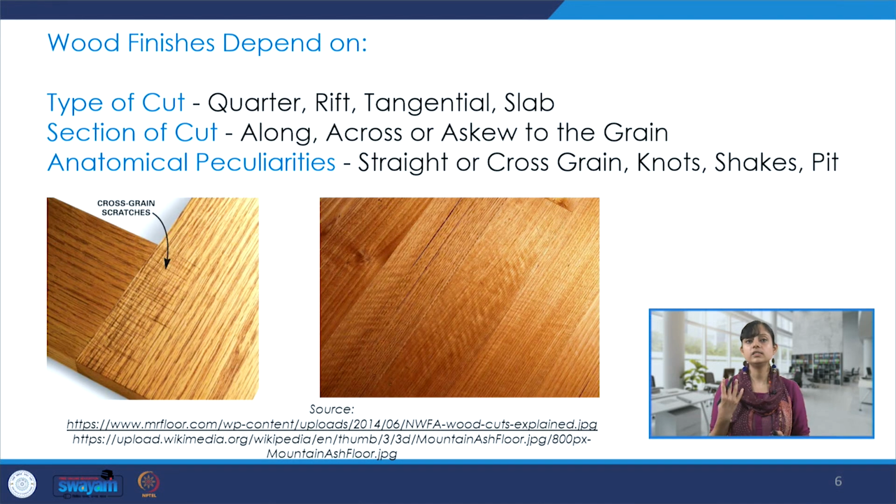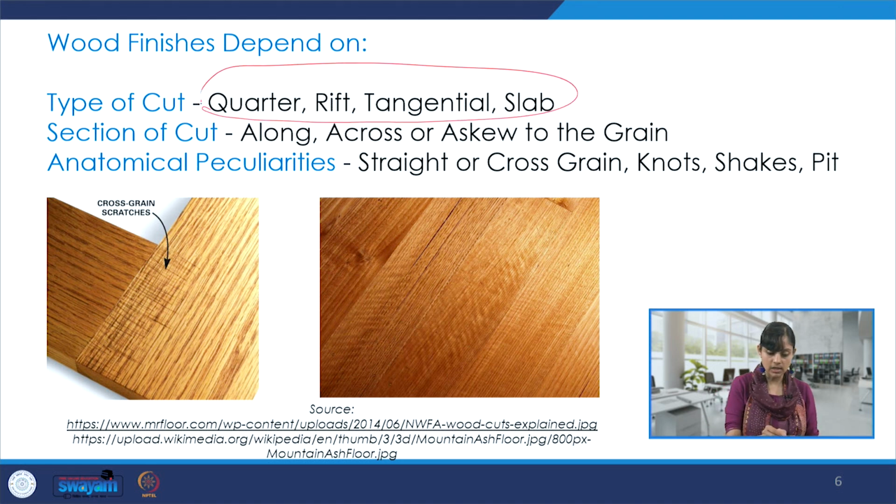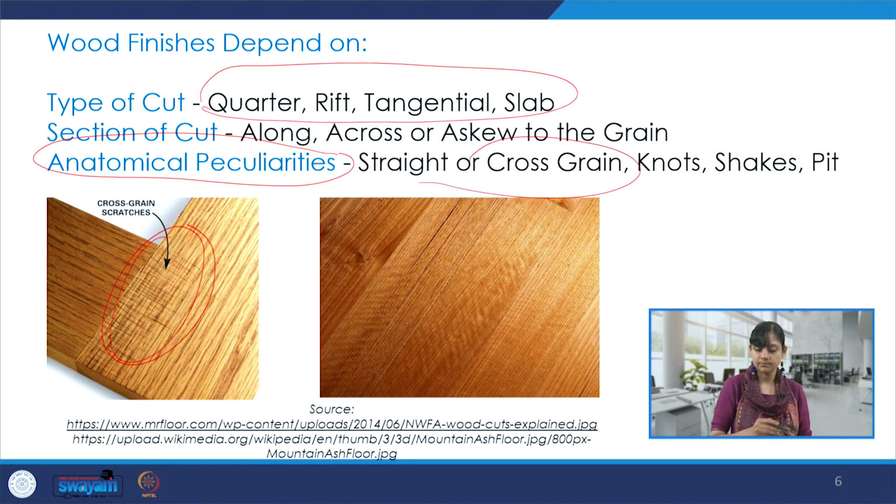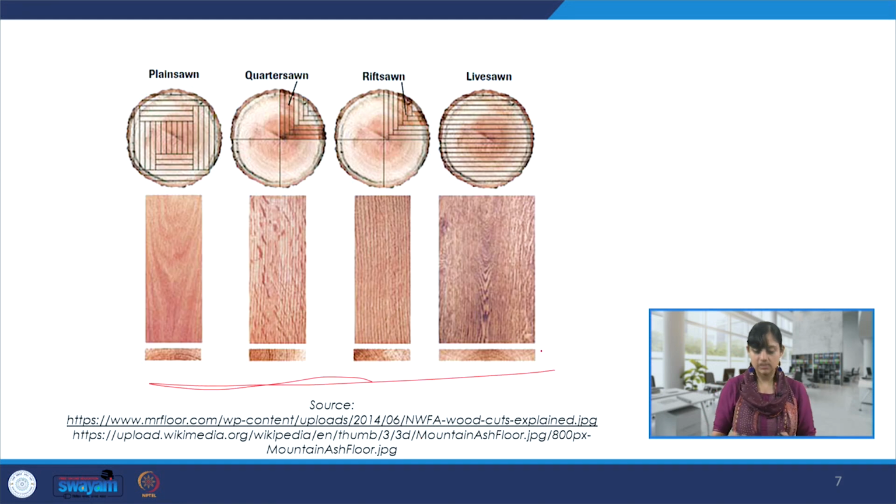We also have to understand the types of cut that a wood can take. The popular ones are the quarter cut, the rift one, the tangential, and the slab. And the section of the cut, whether we are cutting along the grains of the wood or across the grains of the wood. There are also some anatomical peculiarities which we find in some woods. So there may be a cross grain, something like this that we see over here. There may be knots, there may be pits, there may be some peculiarities in every kind of timber. So these are the types of cuts that we see, and these are the most popular ones.